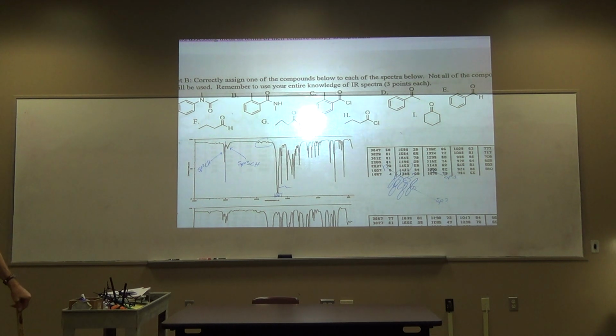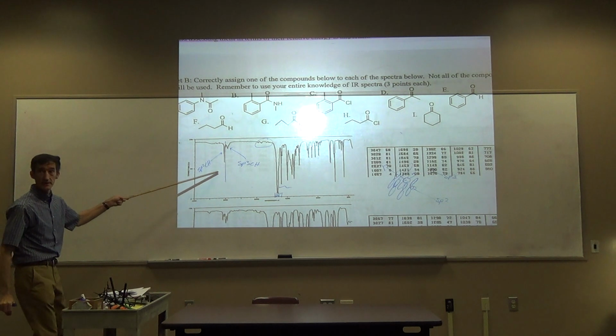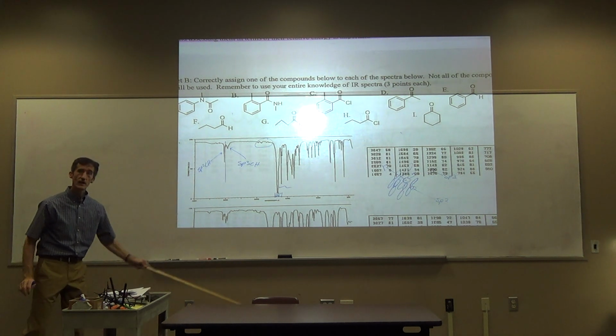One other thing is, if you narrow it down to two, you also have other spectra on the page. Maybe one of those two goes with another spectrum. If you assign that one down here, then you say, well, the other one must be this one. Another test-taking strategy. So don't just sit here for 10 minutes. If you're having a little difficulty, move to the other ones.